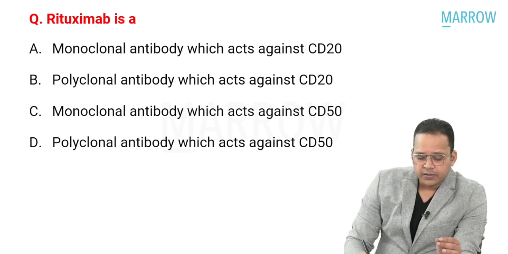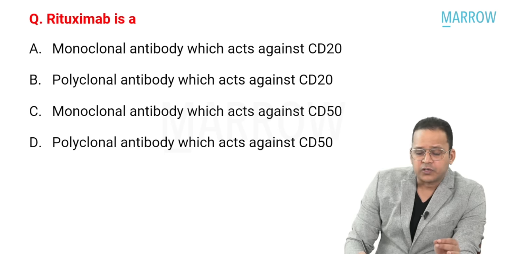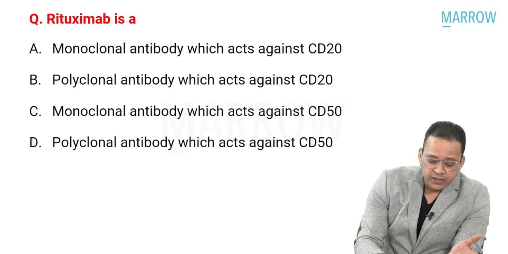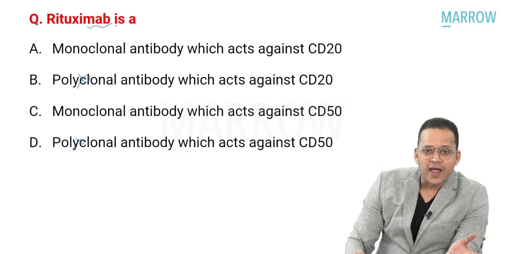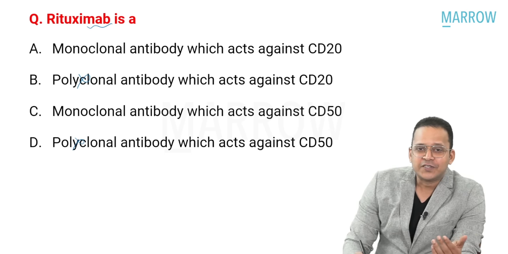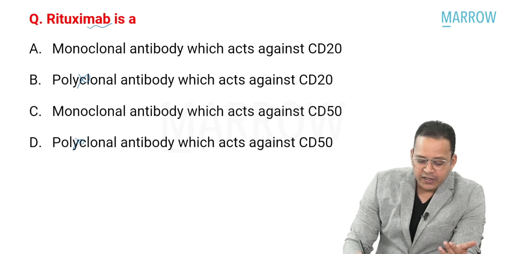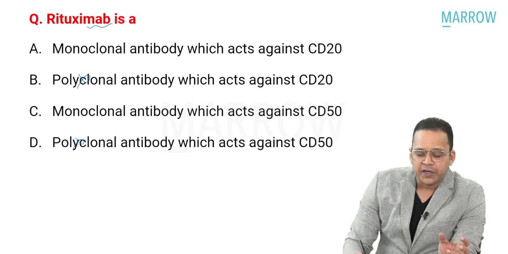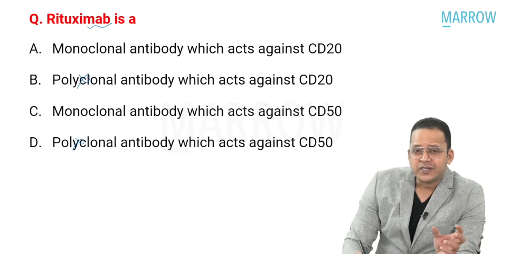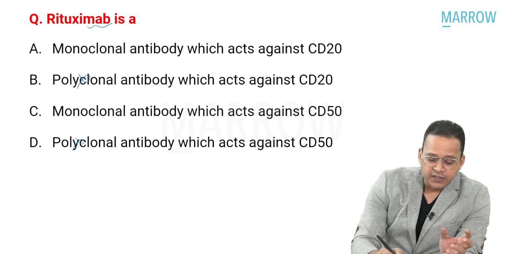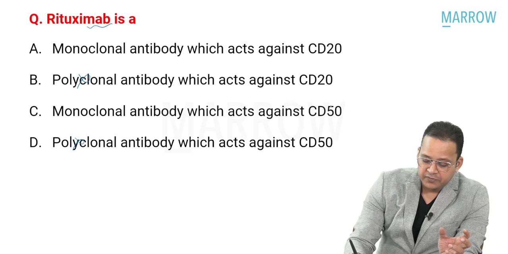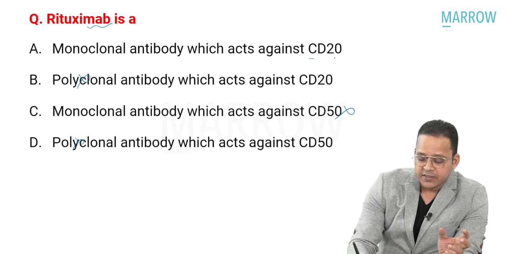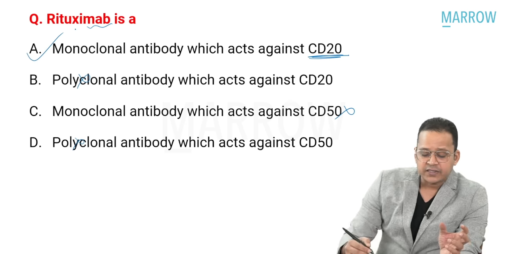What is rituximab, guys? Rituximab is a monoclonal or polyclonal antibody, to begin with. Remember, first of all, it is not a polyclonal antibody. It's a monoclonal. See, the mab itself is telling you what is the answer. So if I know that, now the answer would be either option A or option C. The only thing I have to find out is, what is the target? Now see, rituximab, the target is not CD50, rather it is CD20. And the reason why, the answer is option A.